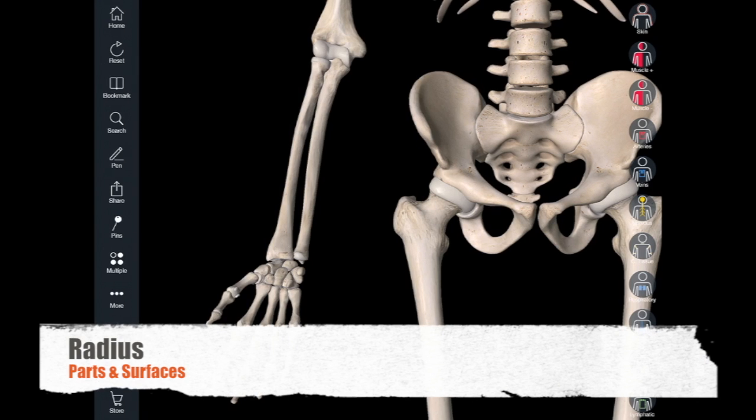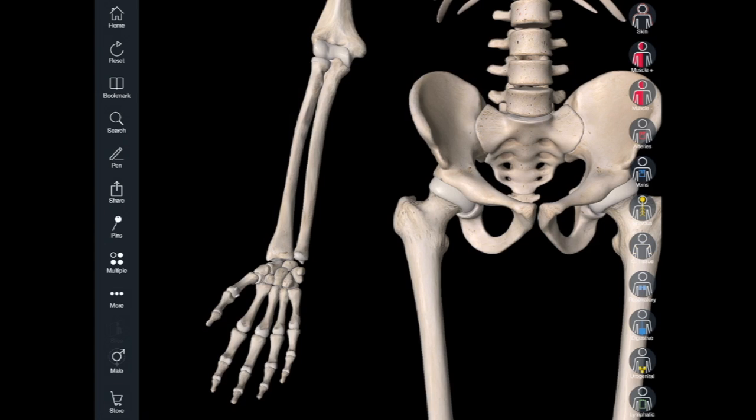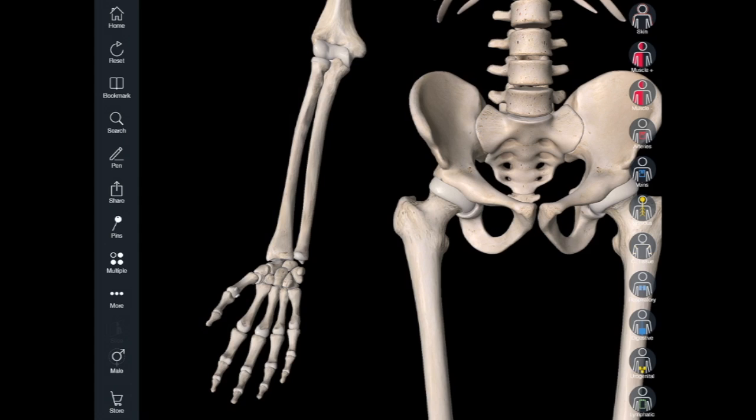Okay, so now we are going to talk about one of the bones of the forearm, and that is the radius. Okay, so the radius is the lateral bone of the forearm. Its proximal end, or its upper end, articulates with the humerus at the elbow joint, and it also articulates with the ulna at the superior or proximal radioulnar joint.